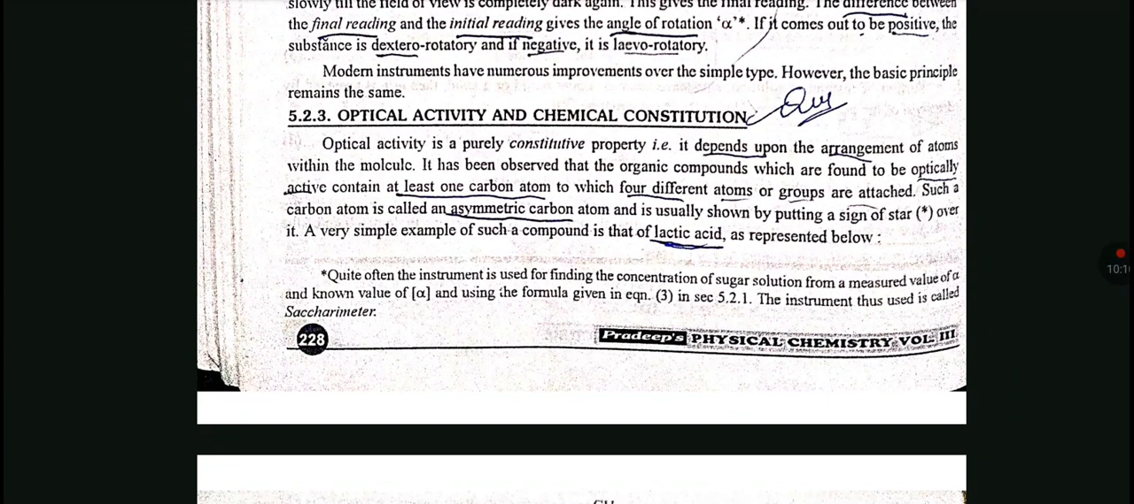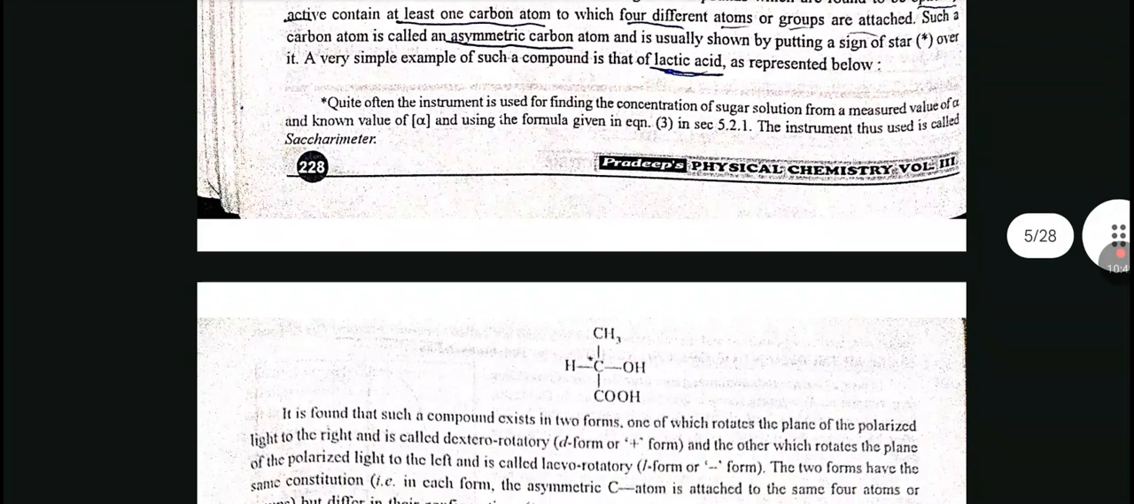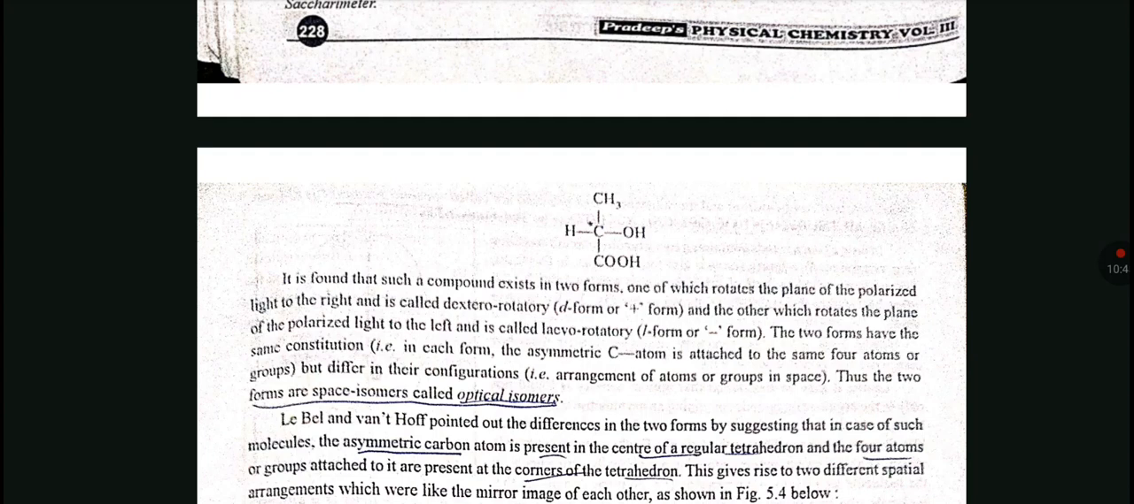Now 5.2.3, optical activity and chemical constitution. Optical activity is a purely constitutive property that depends upon the arrangement of atoms within the molecule. It has been observed that the organic compounds which are found to be optically active contain at least one carbon to which four different atoms or groups are attached. Such a carbon atom is called asymmetric carbon atom. It is usually shown by putting a sign of star over it. A very simple example of such a compound is that of lactic acid as represented below: CH3, HCOH, COOH.